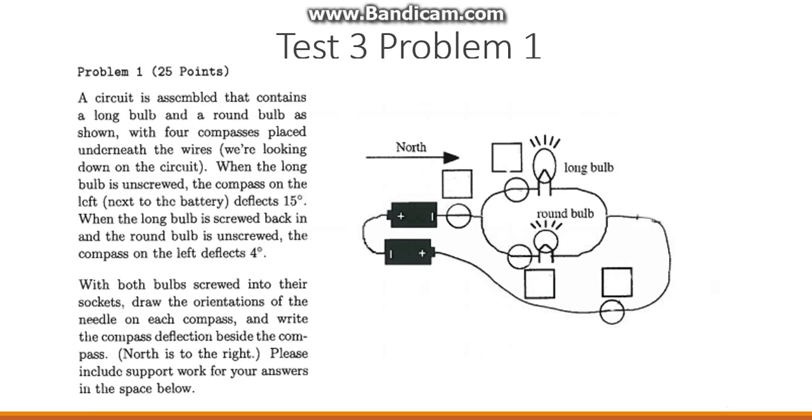So here's a problem. A circuit is assembled that contains a long bulb and a round bulb, as shown, with 4 compasses placed underneath the wires. We're looking down at the circuit. When the long bulb is unscrewed, the compass on the left, next to the battery, deflects 15 degrees, and when the long bulb is screwed back in and the round bulb is unscrewed, the compass on the left deflects 4 degrees. With both bulbs screwed into their sockets, draw the orientations of the needle of each compass, and write the compass deflection beside the compass.